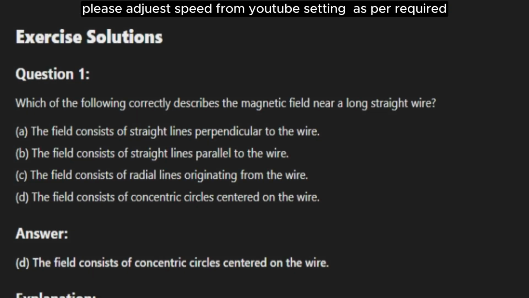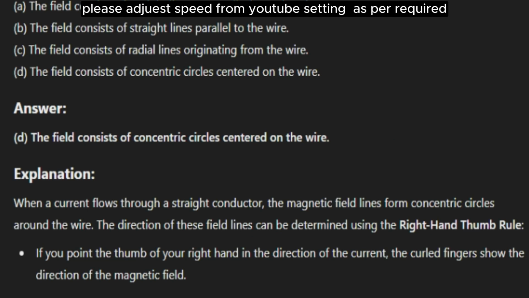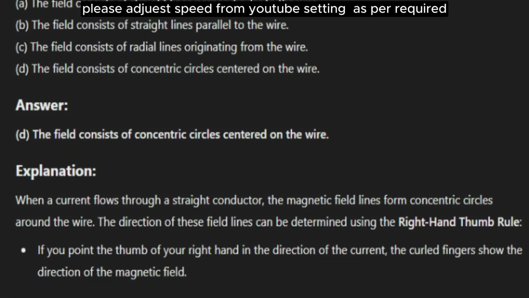Exercise solutions. Question 1. Which of the following correctly describes the magnetic field near a long straight wire? A. The field consists of straight lines perpendicular to the wire. B. The field consists of straight lines parallel to the wire. C. The field consists of radial lines originating from the wire. D. The field consists of concentric circles centered on the wire. Answer. D. The field consists of concentric circles centered on the wire.